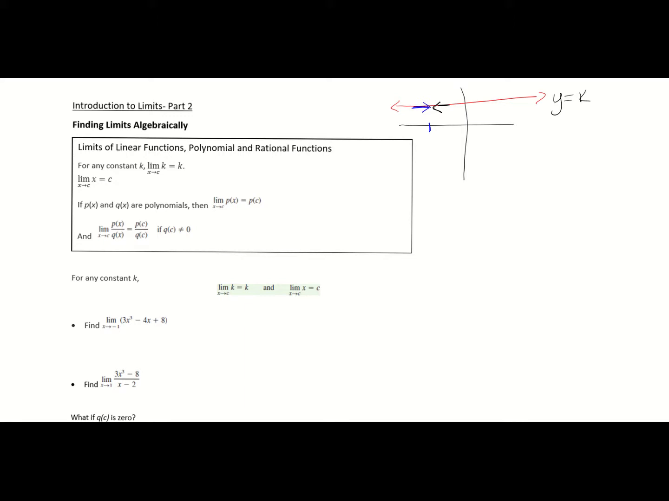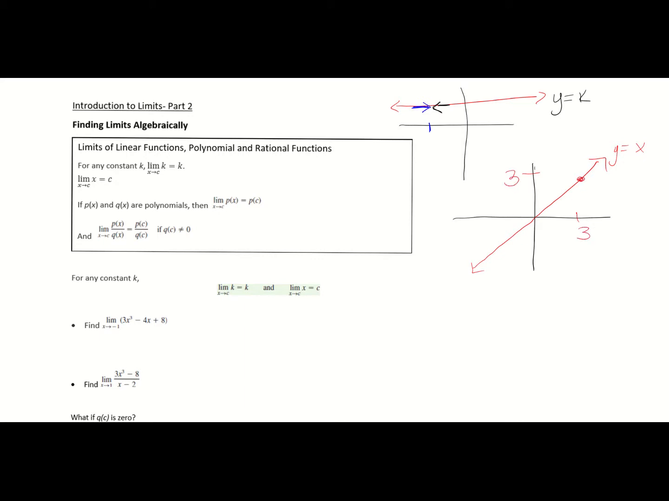Now we have the limit as x approaches c of x is equal to c. Now again, this is quite easy to see in the graph. We know that if f of x is equal to x, it is this line that looks like this. Okay, this is y is equal to x. It's called the identity function, which means that any x is the same exact y. So for example, if this is 3, this is 3.